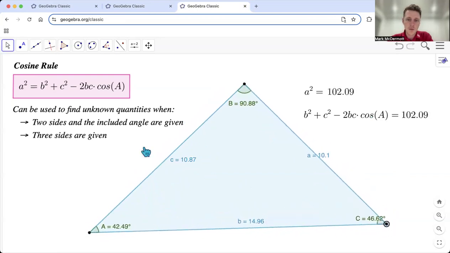And you're probably wondering when would we use that? Well, we would use that when two sides and an included angle are given. For example, you're given this side and this side length, and you're given the included angle. You can use that to find other information by just doing some simple rearrangement of the formula. You can also use it to find angles when three sides are given. If you get given all three side lengths, you can use it to find the angles inside the triangle. So pretty useful, I think.